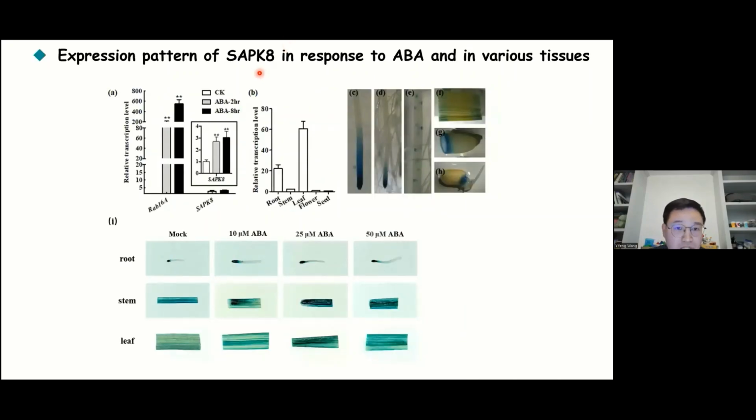Next, we detected the SAPK8 expression level and found it is induced by ABA treatment.